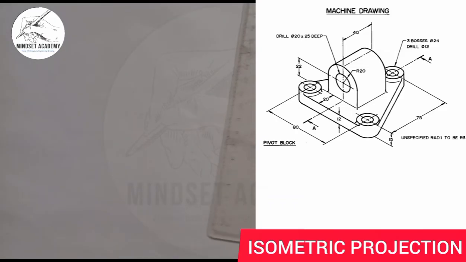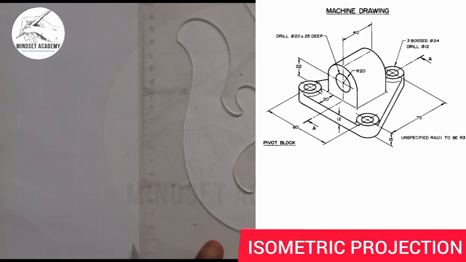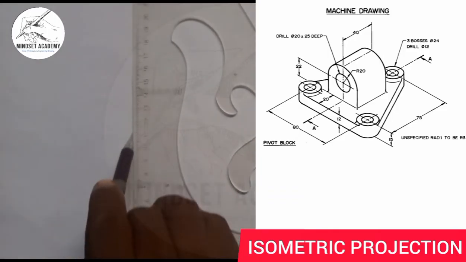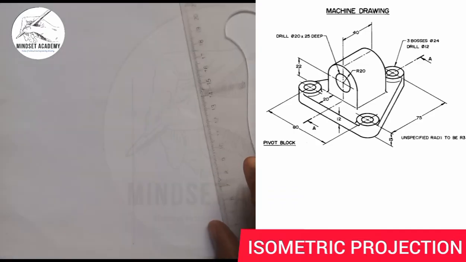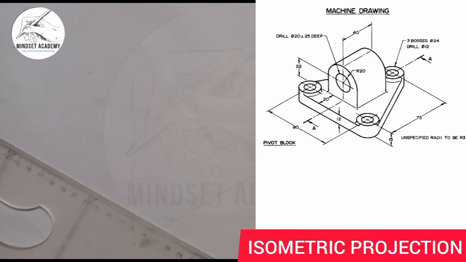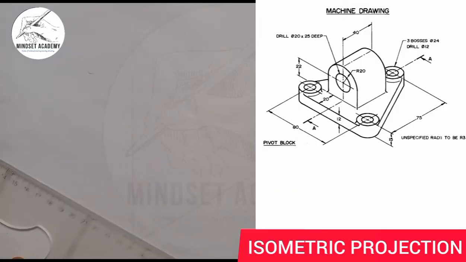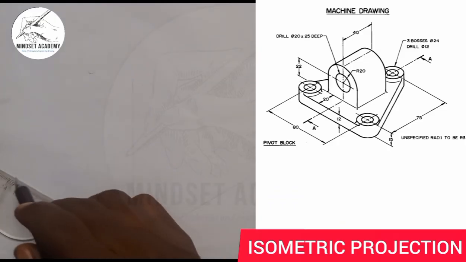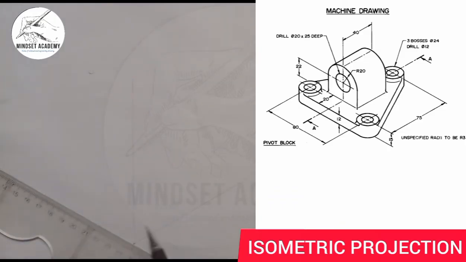and you draw your vertical line, and you also draw the z axis, and you draw the x axis this way. Hope you can see that.